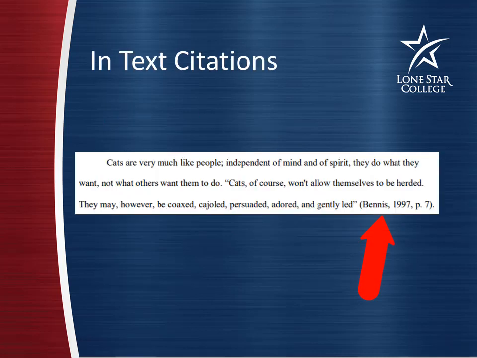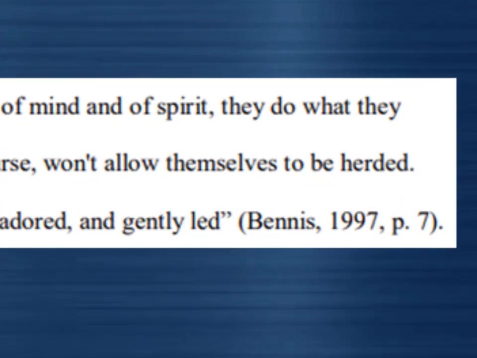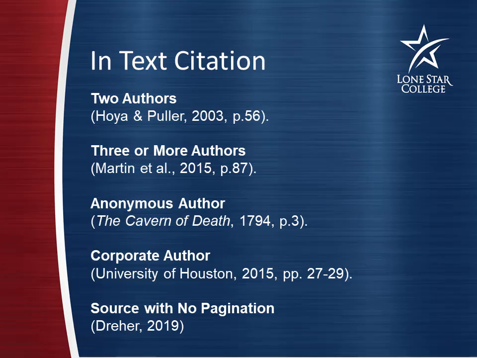Citations in the body of your paper are sometimes called in-text citations because they occur within the text. They're also sometimes called parenthetical citations because they are often, but not always, between parentheses. The typical in-text citation contains the author's last name, the year of publication, and the page number, if there is a page number. There are also variations to cover multiple authors, works with corporate or organizational authors, or sources that have no page numbers, such as web pages. APA 7 has editions for all these possibilities and more.